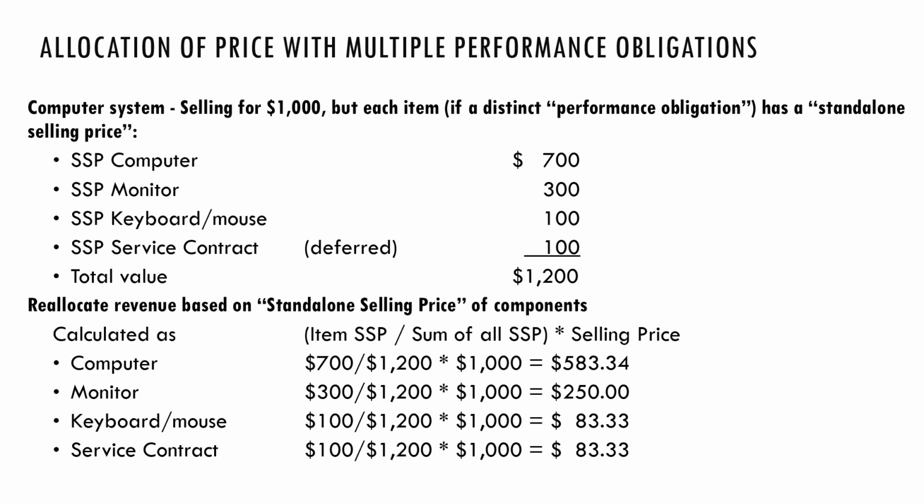The formula is pretty simple. I take the item's standalone selling price. Let's look at the computer, $700. I divide that by the sum of all the standalone selling prices, $1,200. That gives me its relative weight of that contract. And then I multiply that by the actual selling price, which is $1,000. So even though the standalone selling price of that computer is $700, its revenue is only $583.34.